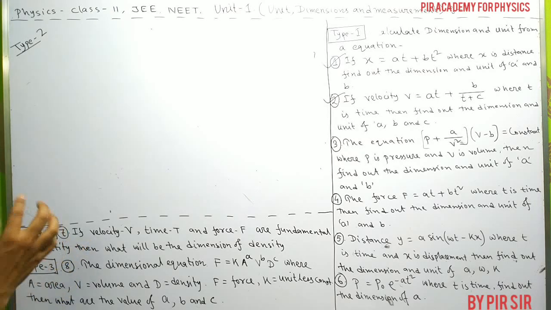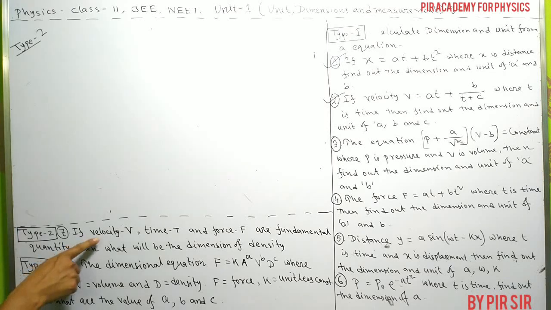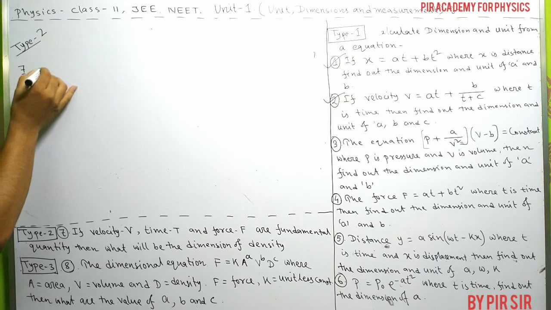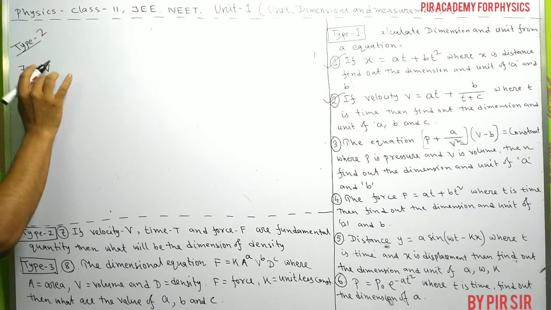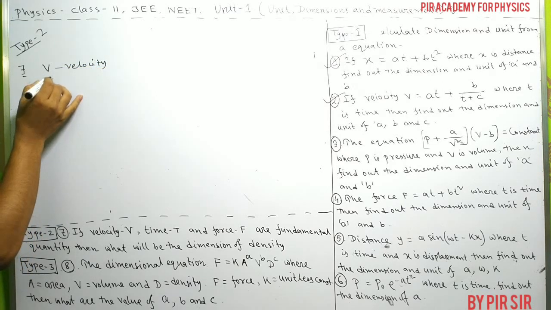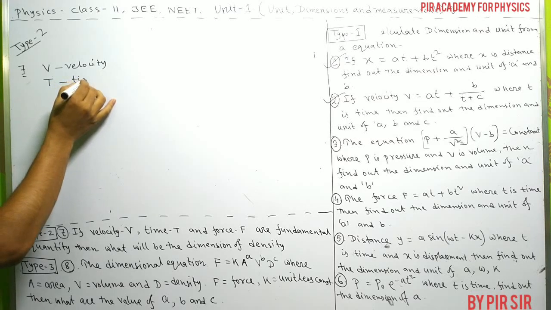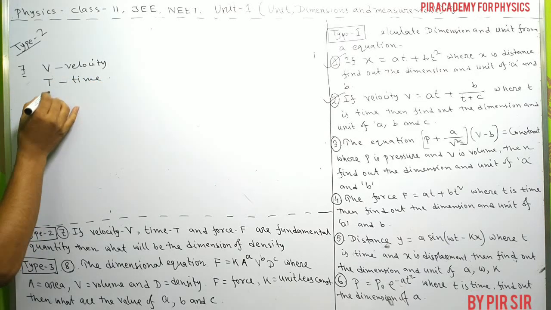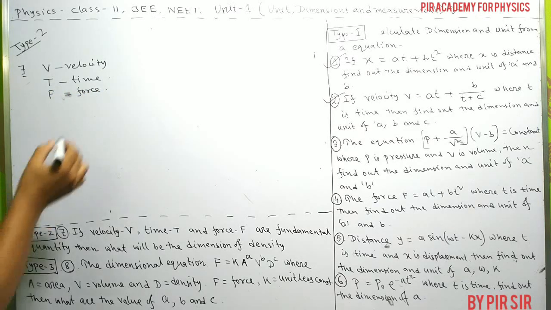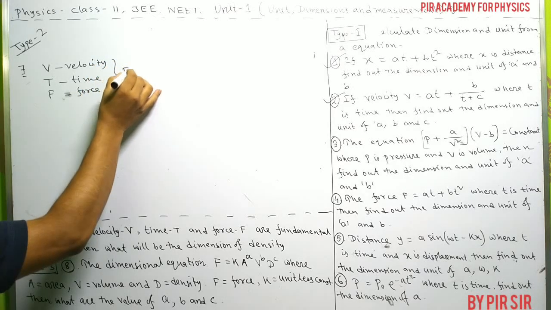Here, unit and quantity, fundamental quantity, is an arbitrary function. If velocity, time and force are the fundamental quantities. What are the fundamental quantities? Here number 7: velocity, time and force. These 3 are the fundamental quantities.